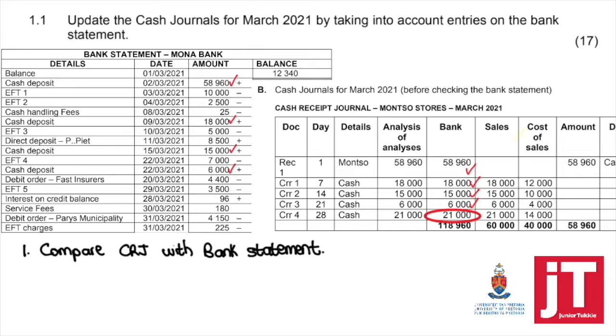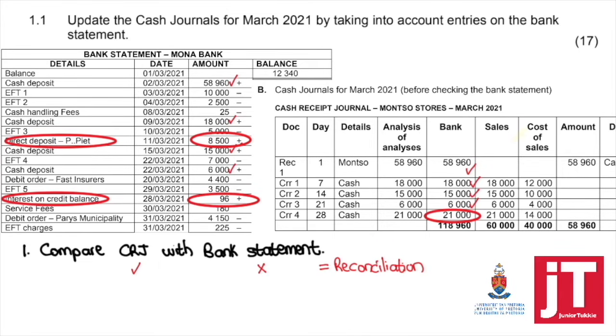And where we don't see it on the bank statement or in the cash receipts journal, we need to circle it. So if it's recorded in the cash receipts journal and it does not appear on the bank statement, it means that we need to take it to the bank reconciliation. If it appears on the bank statement, but it's not recorded in our books, like the direct deposit and the interest on credit balance, it means that we need to update our books. So we're going to circle that.